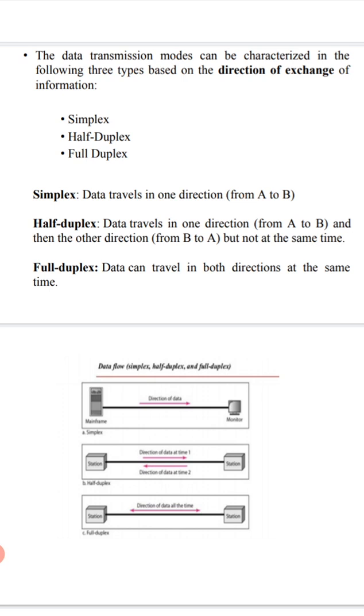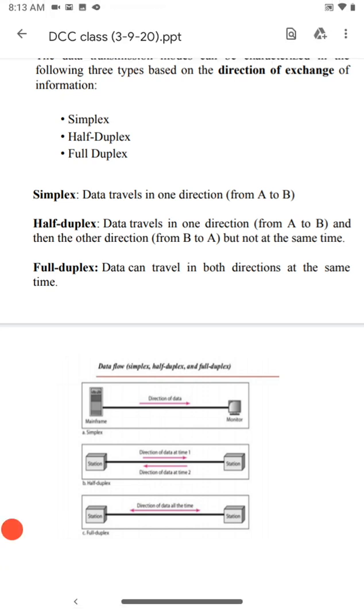What does simplex mean? In the simplex method, the data travels in one direction. If you consider the source is A and the destination is B, the data travels only from A to B. That is the simplex method, in only one direction.